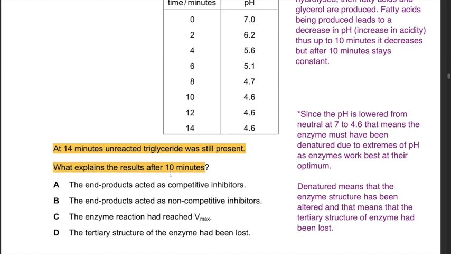The tertiary structure of the enzyme had been lost. Yes, because as I mentioned, the pH is lowered from 7 to 4.6. That has caused the enzyme to be altered or denatured, because enzymes cannot work at such extremes of pH, as enzymes work best at their optimum pH. If the enzyme has been denatured, that means the enzyme structure has been altered, and that means the tertiary structure had been lost. Hence the answer is D.